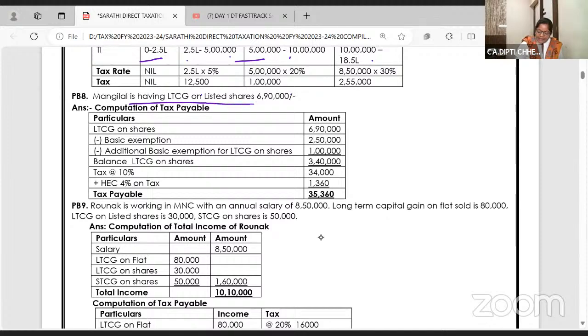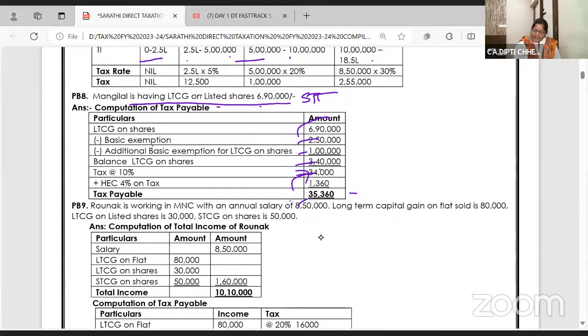Suppose this Mangilal is having long-term capital gain on shares, 6,90,000. Now see, no age is given, which means he is less than 60 years. So basic exemption will be 2.5 lakh. Additional 1 lakh exemption is given for long-term capital gain on listed shares where STT is charged. So that 1 lakh you will get, and on the balance income 10% tax, and whatever tax you have calculated, 4% health and education cess. So this is the tax.